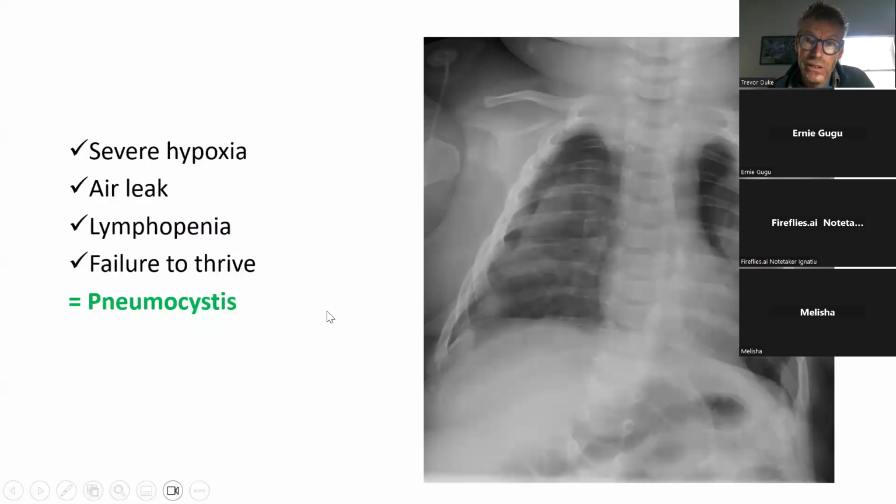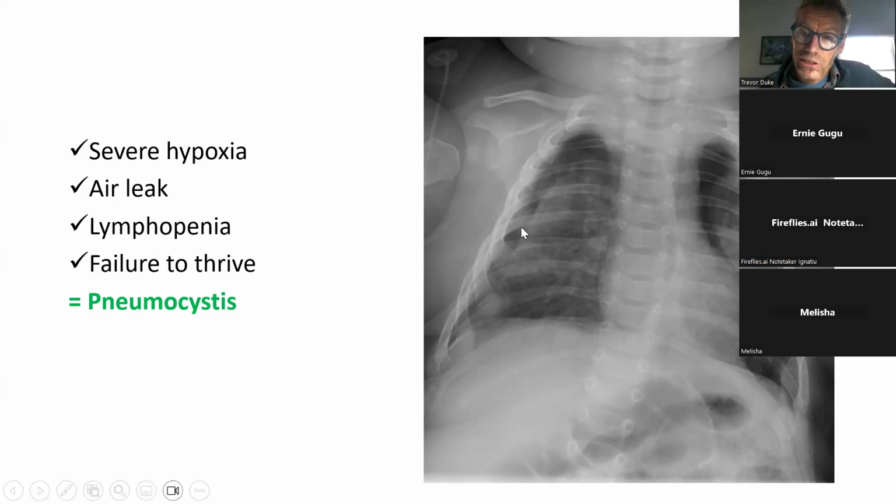So in this case, a child who's got severe hypoxemia, an air leak, lymphopenia, and failure to thrive, that looks a lot like pneumocystis. And this is another child with pneumocystis pneumonia who also presented with the same problem. You can see it's a bit easier to see this time. This is not pneumomediastinum.